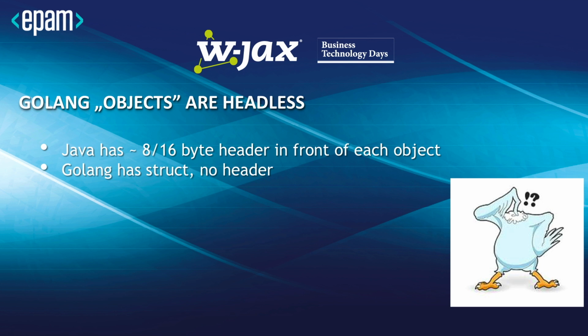But Go has a struct, and it has no header. It doesn't need one. And when I have an array, for example, in Java, then I actually have an array of references. And the objects are here and there, somewhere in the memory that it points to.